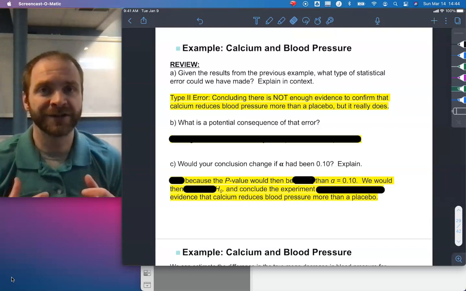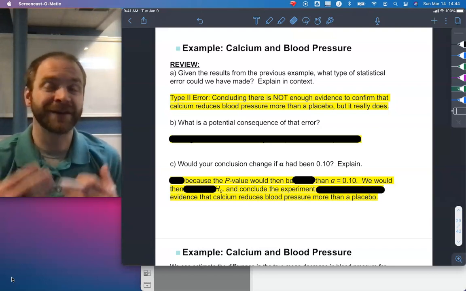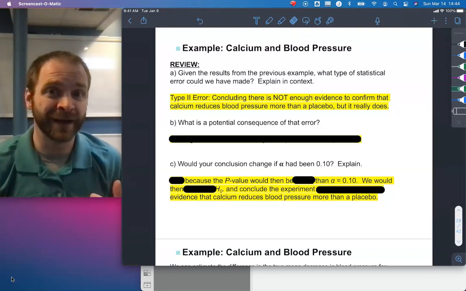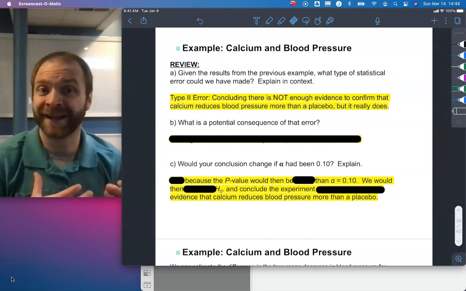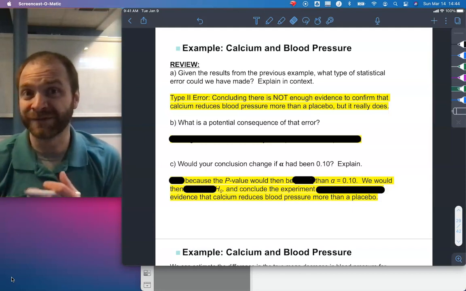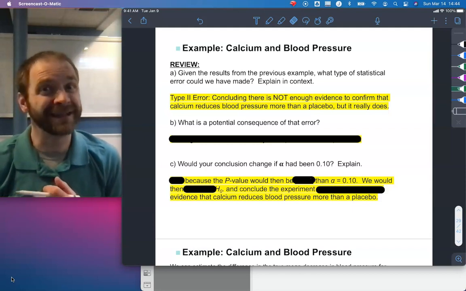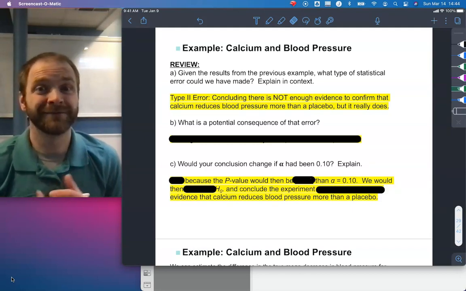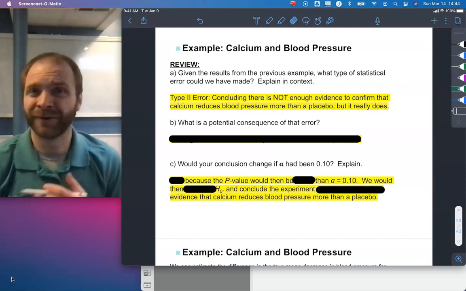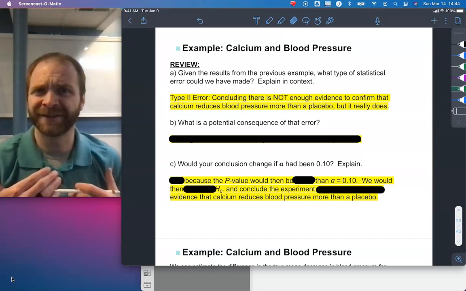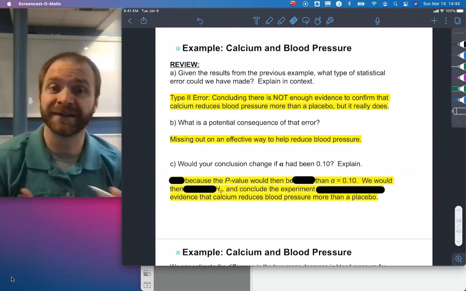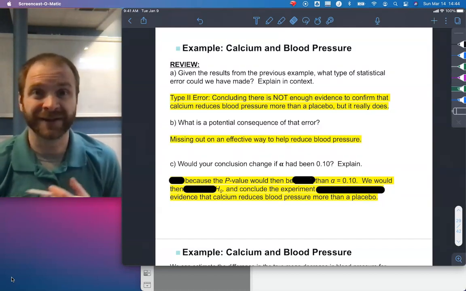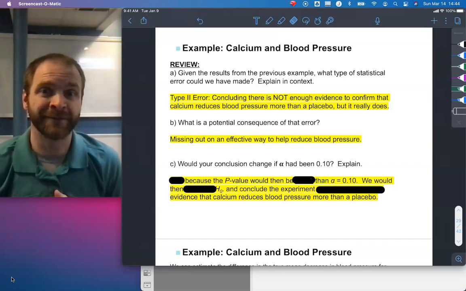So you fail to reject the null, you have the possibility of committing a type 2 error. So you could conclude that there is not enough evidence to say that calcium supplements reduce systolic blood pressure, but there really is. Now, what's a potential consequence of that? Well, if calcium supplements do reduce blood pressure, we could be missing out on an effective treatment to help reduce blood pressure for people. So that's a potential consequence of that type 2 error.